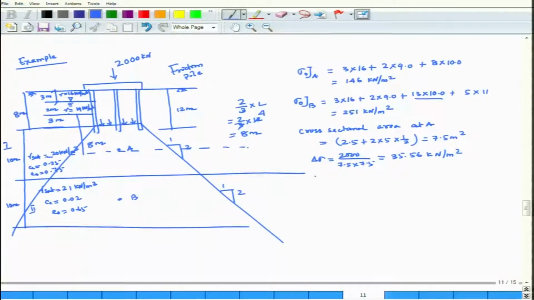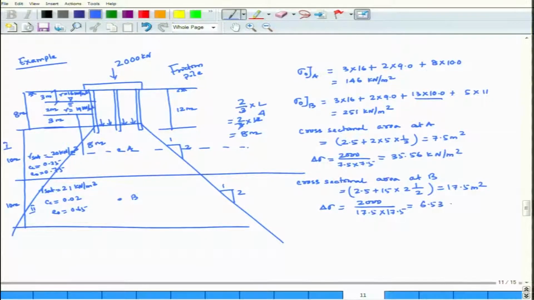Similarly, cross sectional area at B, which is equal to 2.5 plus 15 into 2 divided by 2, which comes out to be 17.5 meter square. Now, delta sigma comes out to be 2000 divided by 17.5 into 17.5, which is equal to 6.53 kilonewton per meter square.